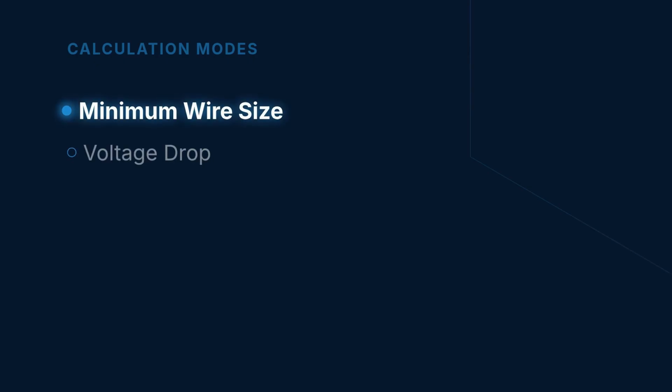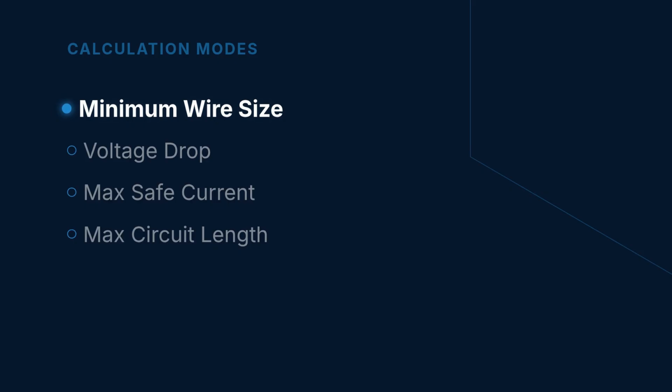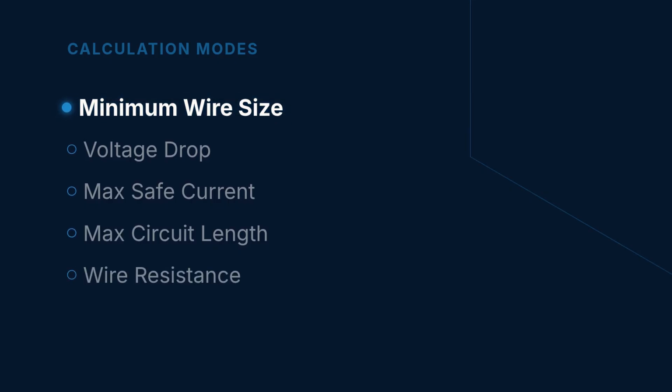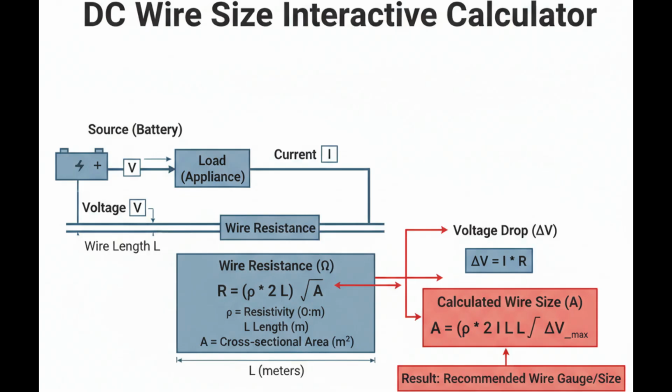This is the Wire Size Interactive Calculator, designed to help engineers determine proper wire sizing for electrical circuits. Let's look at the input fields. First, select your calculation mode from 5 options. Calculate minimum wire size, calculate voltage drop, calculate maximum safe current, calculate maximum circuit length, or calculate wire resistance. For this demo, I'm using Calculate Minimum Wire Size.